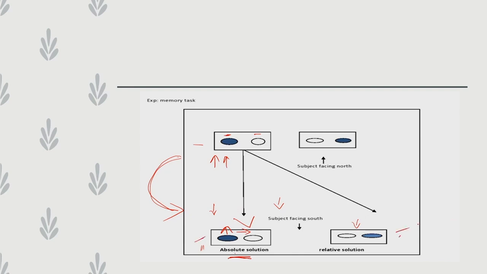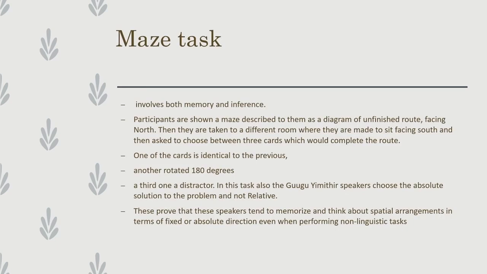This will be the solution picked up by a speaker of English, for example, or Hindi, or many of these languages. This is how experimentally we researchers have been able to show what it actually means to have an absolutist frame of reference. So, this table is the same as this table, because in terms of the cardinal directions, their position has not changed.